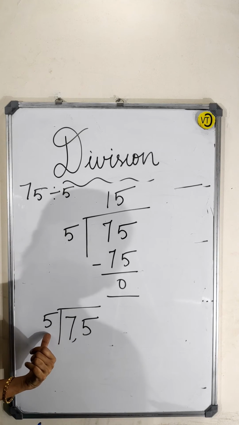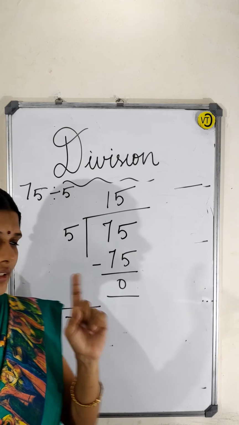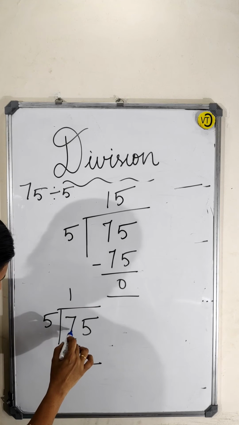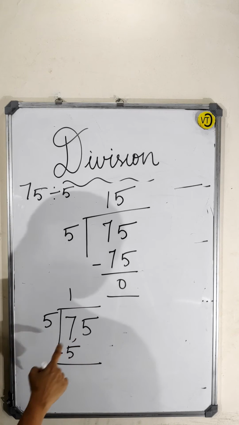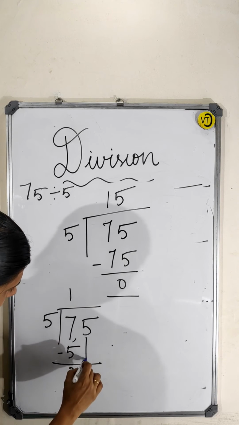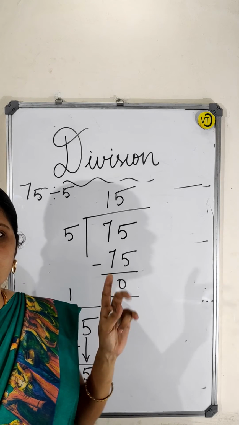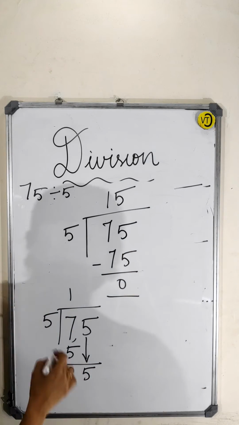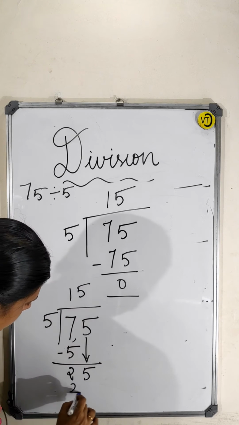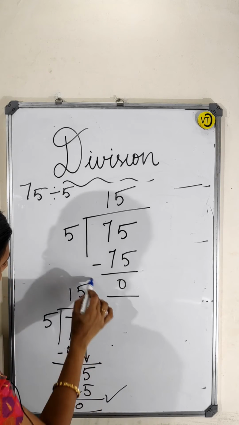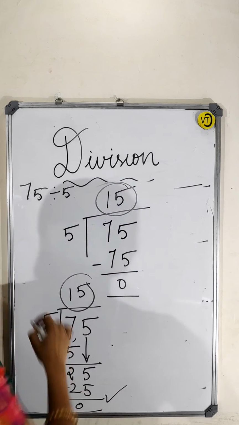Okay, so what I am doing, I first recite the 5 table. 5 ones are 5. Then I can take the subtraction. 7 minus 5 is 2. I can bring this 5 down. 25, again recite the 5 table. 5 into 5 is equal to 25. So subtract, again it is 0. So the answer you are getting is the very same, guys.